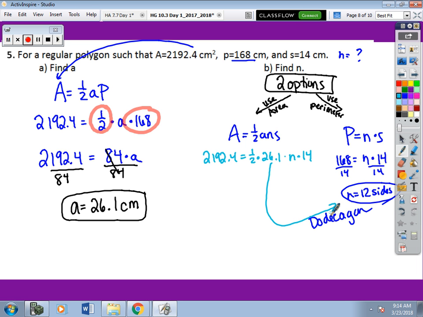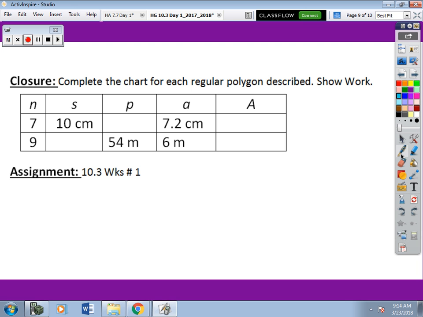All right, now on the closure, they give you a little chart, and they want you to fill in the missing variables. So in the first row, we have a 7-sided polygon. Each side is 10. They want you to find the perimeter and the area. They give you a 9-sided polygon. They don't tell you what the side is. They do tell you what the apothem and the perimeter are. They want you to find out what the area is.